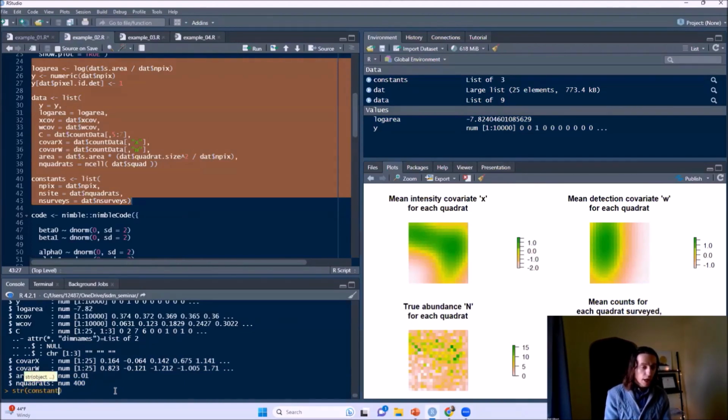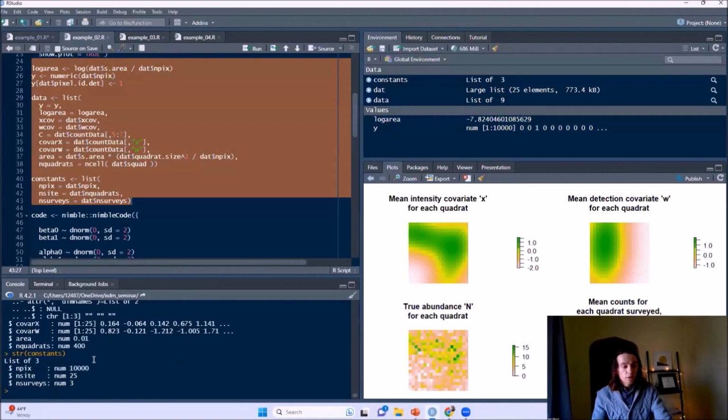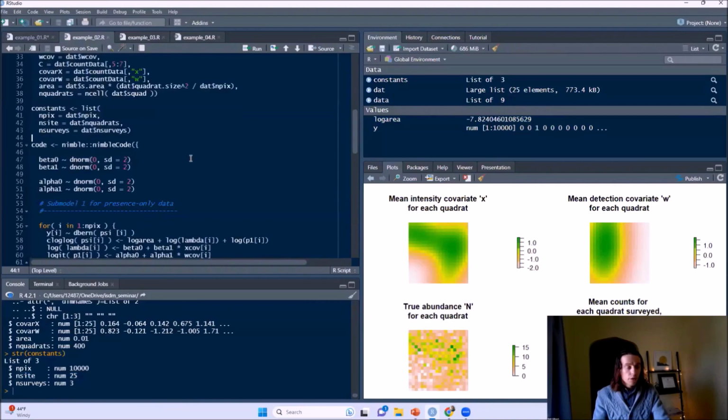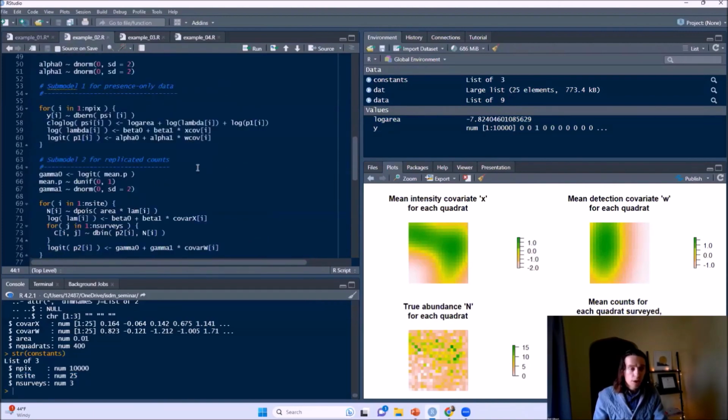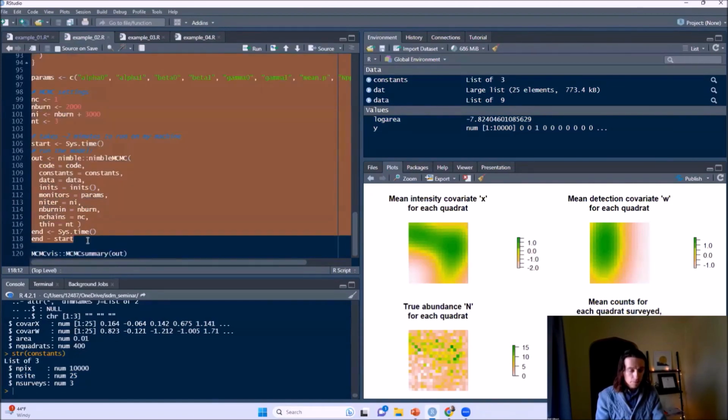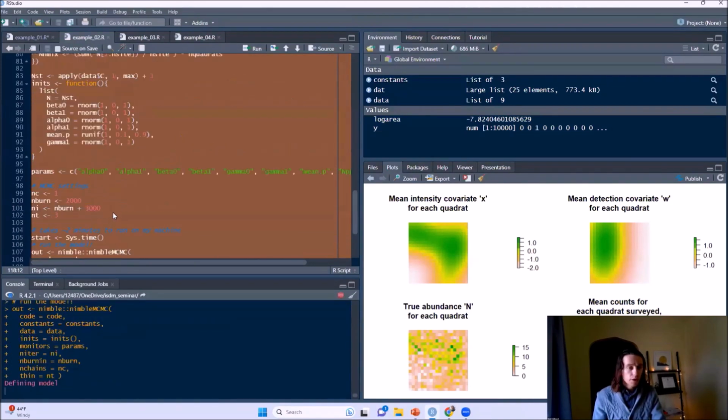So now I'll just show you the constants. What we have here is n pix, that's the number of pixels in that fine resolution landscape. N site is the number of sites where we have those replicated counts, so that's 25. And then n surveys is our number of repeated visits for the count data. Okay, I'll do the same thing as before where I get the code running and then I'll walk through the model a little bit. We'll get that going.